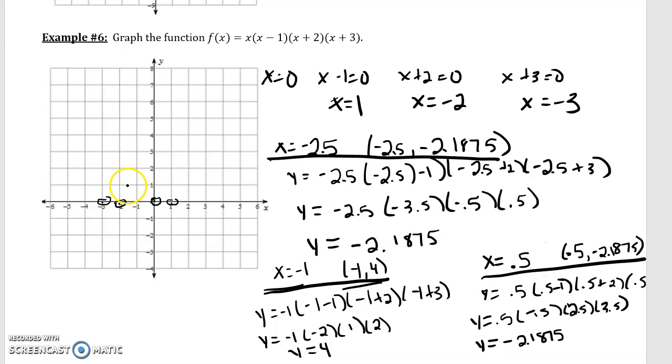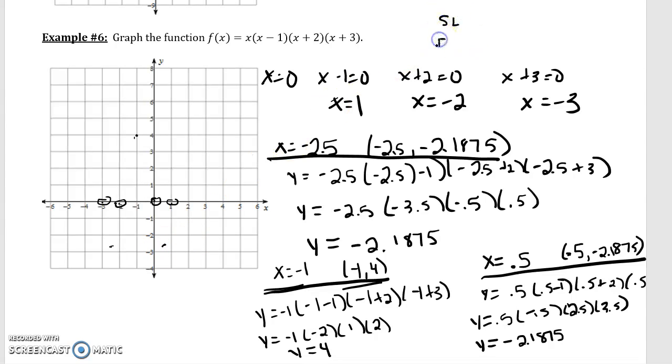So those are your 3 additional points you need to plot. So (-2.5, -2.875) would be right around there. (-1, 4), and (0.5, -2.1875), so down there.